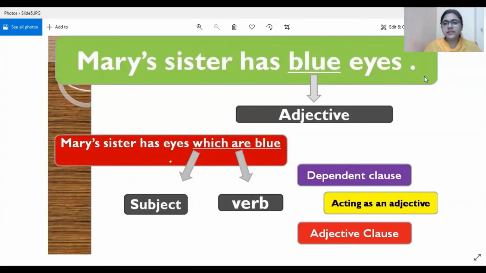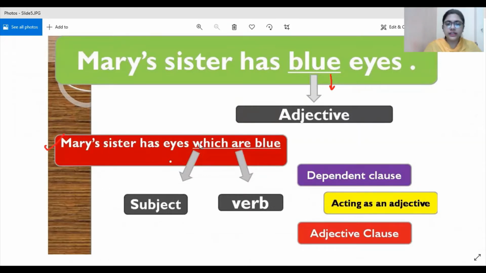Like, Mary's sister has blue eyes. This is a sentence which has just one clause. Mary's sister has blue eyes. In this simple form, blue is an adjective, very easy to identify. But if we are supposed to transform this adjective blue into an adjective clause, how are we going to do it? We will write it this way: Mary's sister has eyes which are blue. So instead of writing blue eyes, we write eyes which are blue.